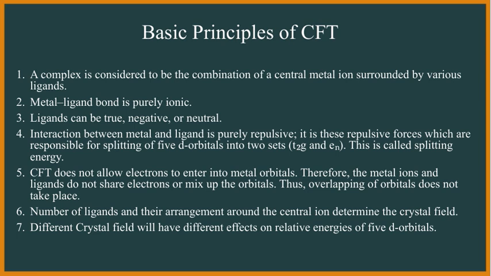Now, the number and spatial arrangement of ligands around the metal ion, whether they form octahedral, tetrahedral, or other geometries, directly influence the crystal field. Different arrangements produce different electrostatic environments. And because the crystal field varies with these arrangements, the relative energies of the 5 d orbitals also change accordingly. This variation impacts many properties, such as absorption spectra and magnetic behavior, which are key to understanding the chemistry of these complexes.